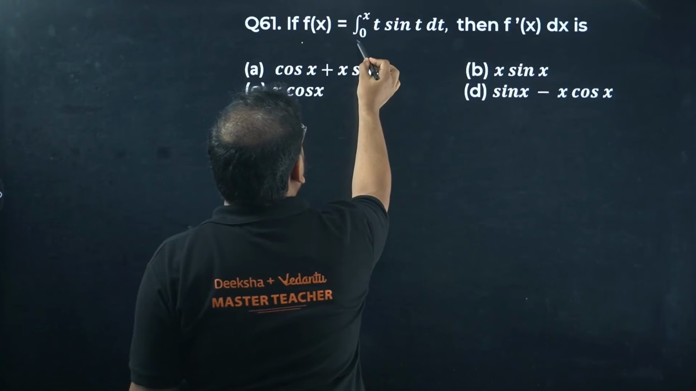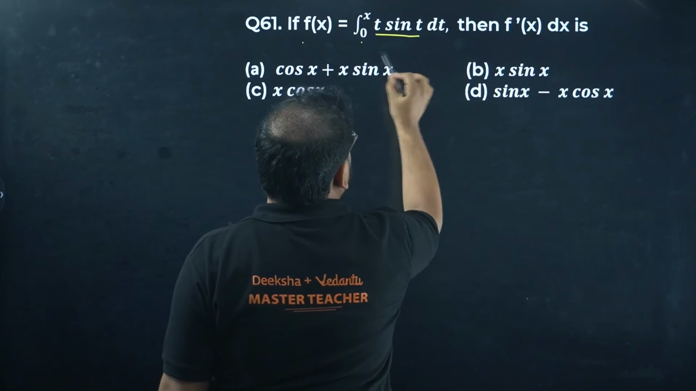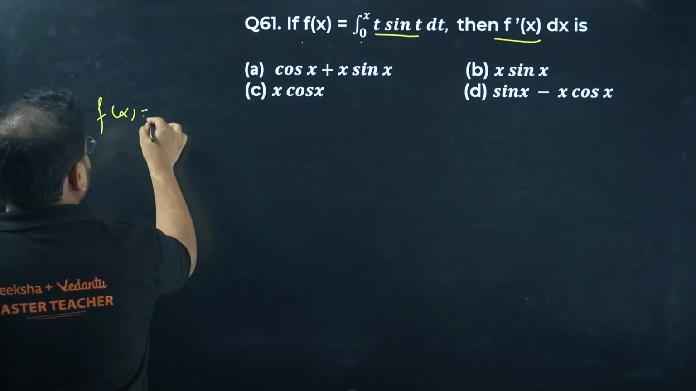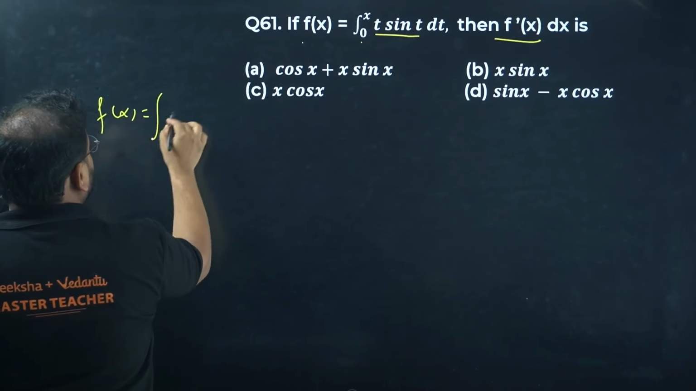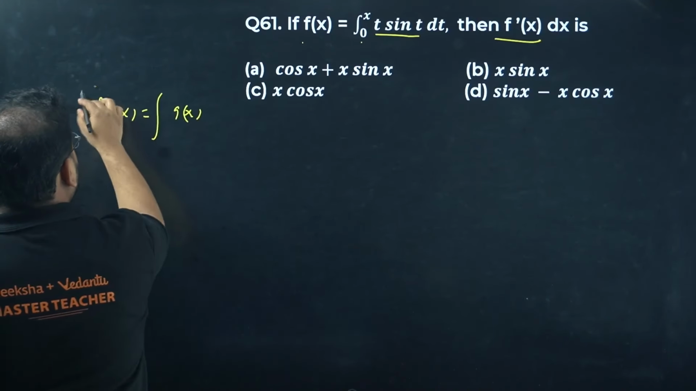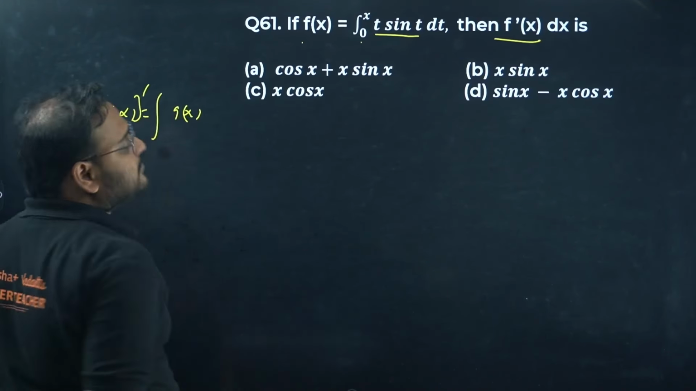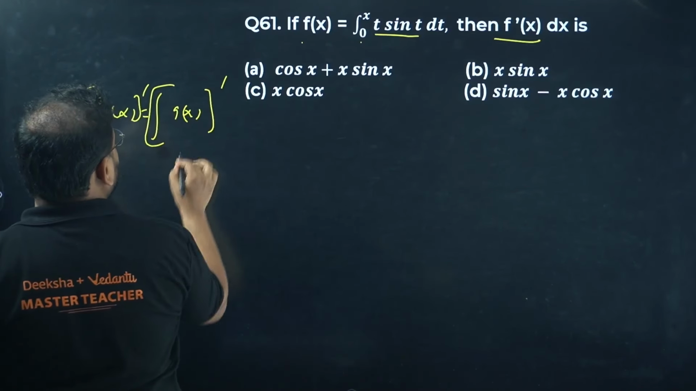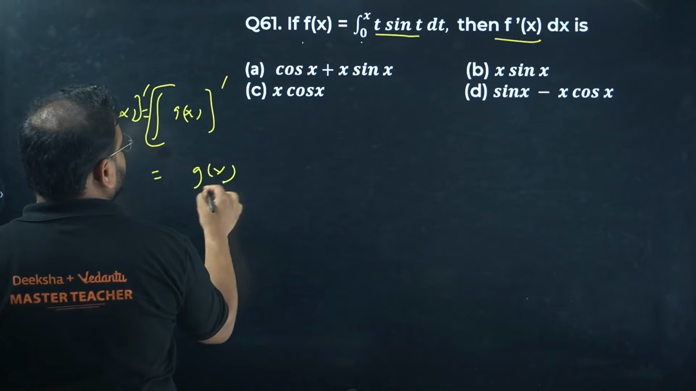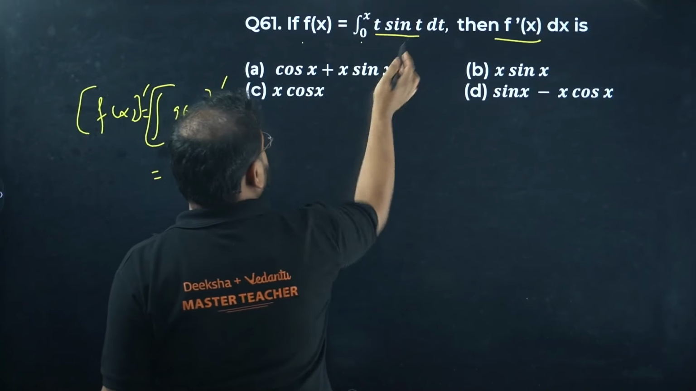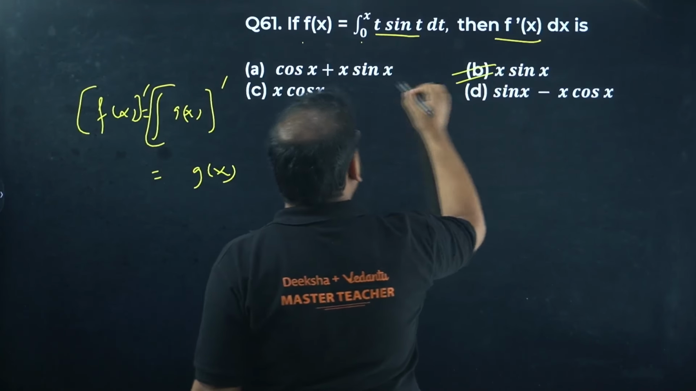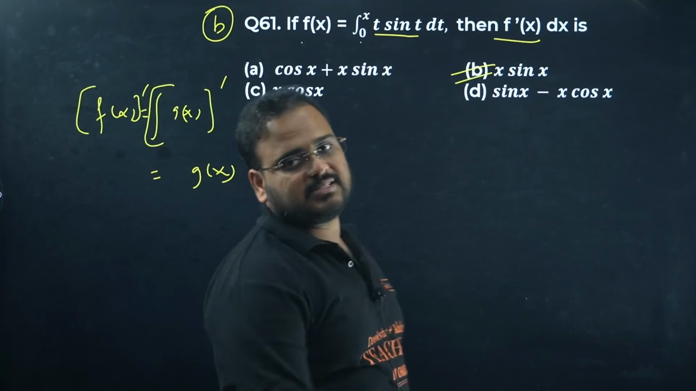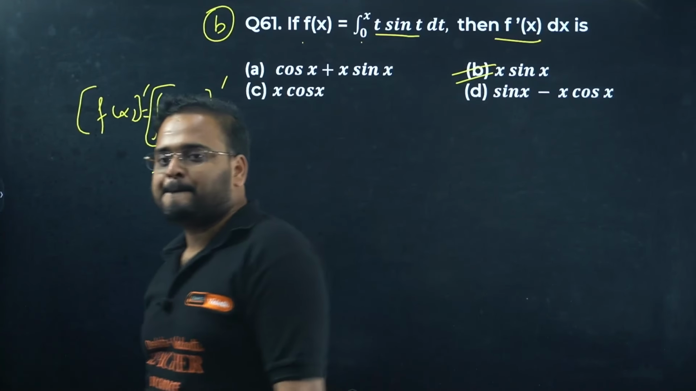61. f of x is what? Integration of 0 to x of t sin t dt. I'm looking for the derivative. Let's say f of x is coming like this, integration of something g of t. If you differentiate this side, you'll get rid of the integration. If you differentiate it, you'll only be left with what? g of x. Under the limits, what? x sin x. Because limits are given there, use that variable, okay? So x sin x. Answer is B. Have a look.